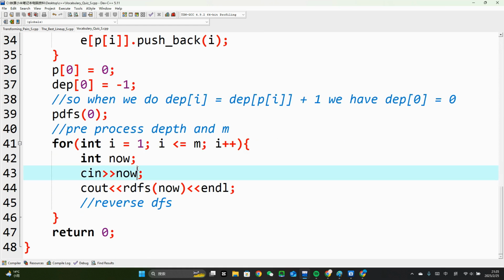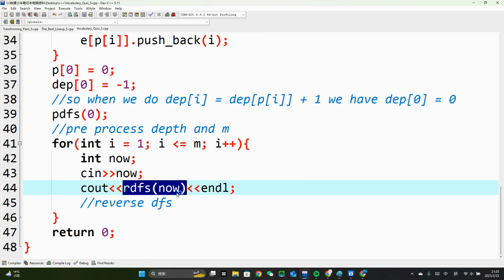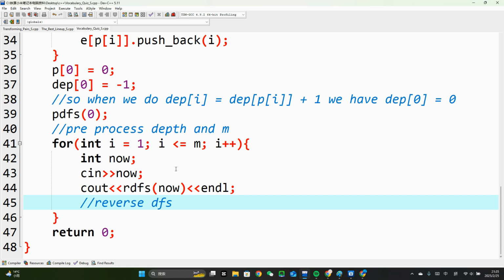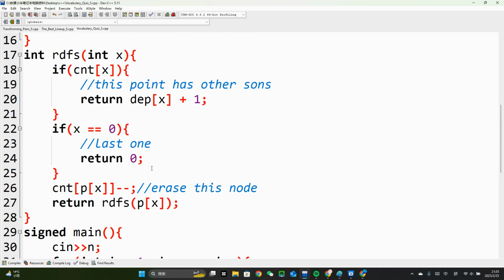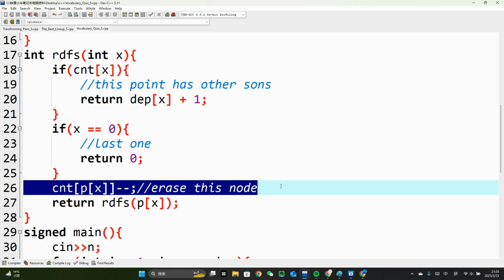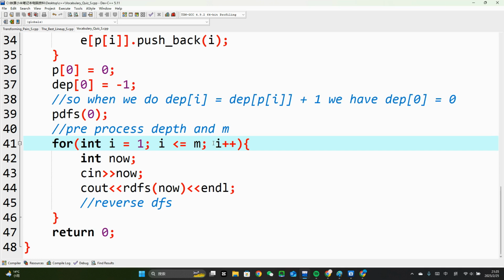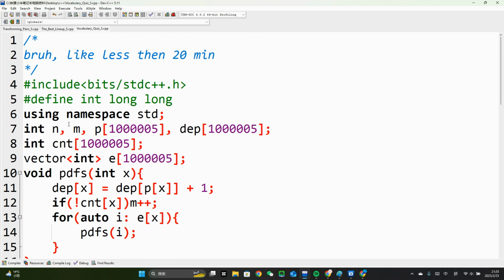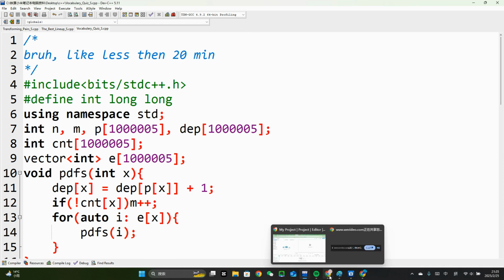And then for each of the W, we just do RDFS, which I call reverse DFS, because we go from leaf node to root node. Well, it's not even really DFS since we're just jumping to the parent each time. And if the parent has more than one son, obviously we output the answer. However, notice that each time we subtract the count of the parent by 1 because we delete this point. We essentially never have to go to this point ever again. Okay, so yeah, very simple, straightforward code, less than 50 lines, and took me like 20 minutes, I think.